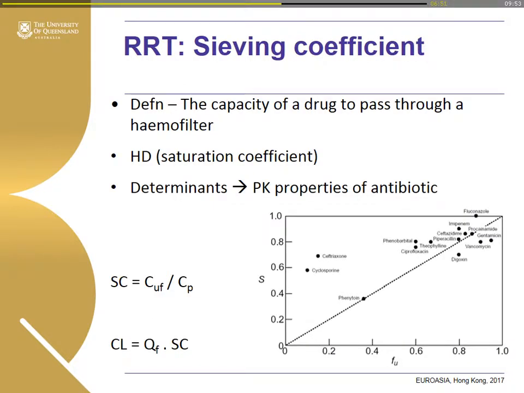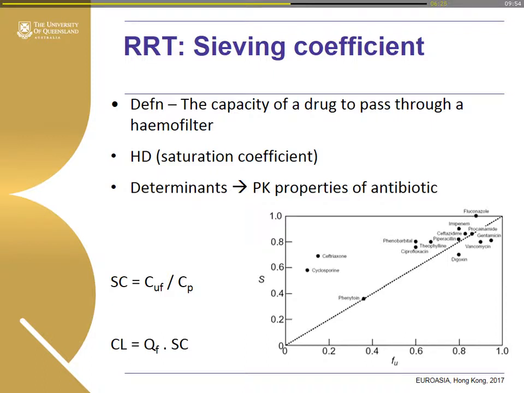And this brings us to the sieving coefficient, which essentially is a way to define the likelihood that a drug is going to pass across the hemofilter. And it's defined as the concentration of drug in the ultrafiltrate over the concentration in the plasma. And so if you have a similar concentration in the ultrafiltrate versus the plasma, that means that you're getting a lot of movement of drug across the hemofilter. And so a drug with a sieving coefficient close to one has quite high clearance.